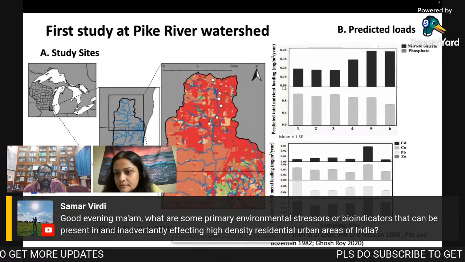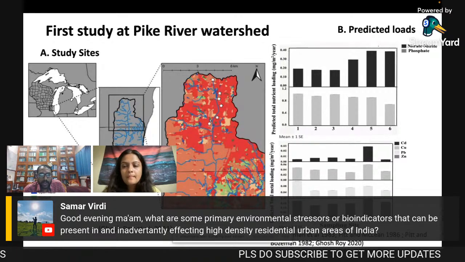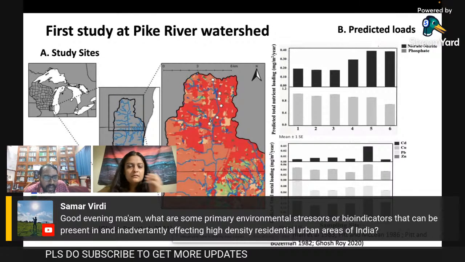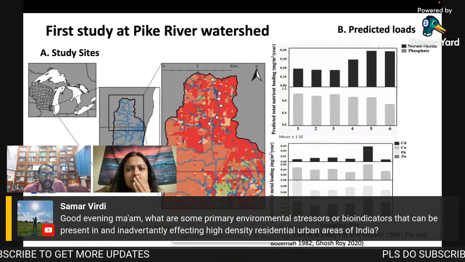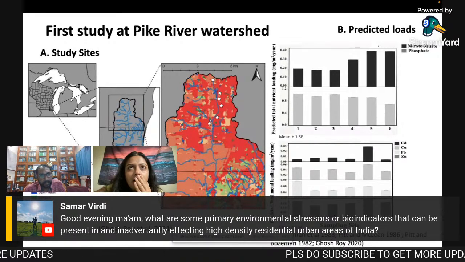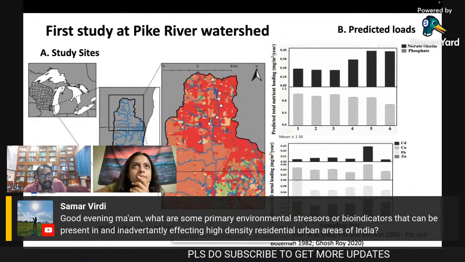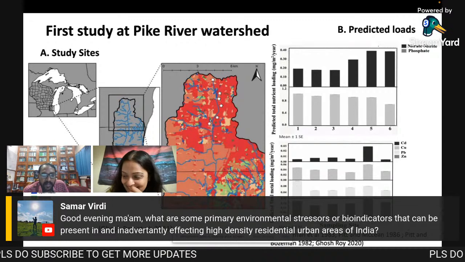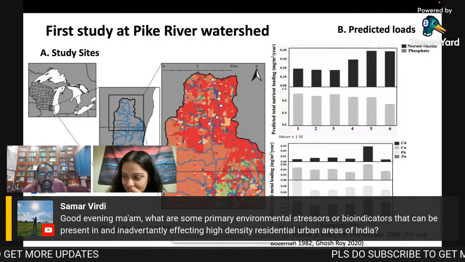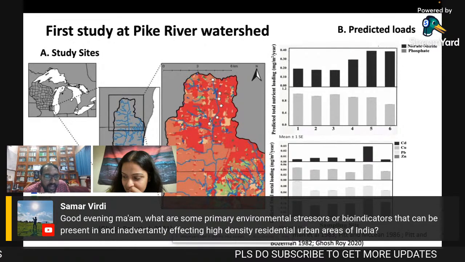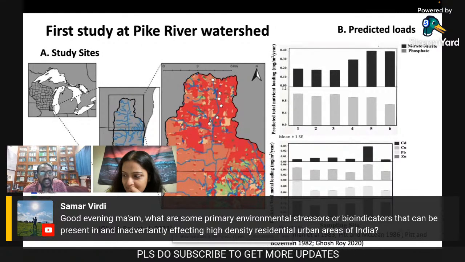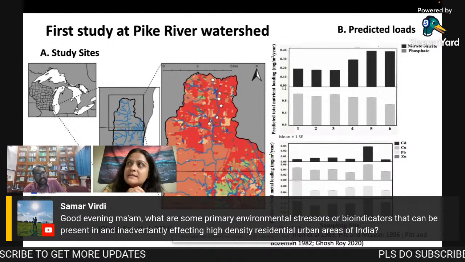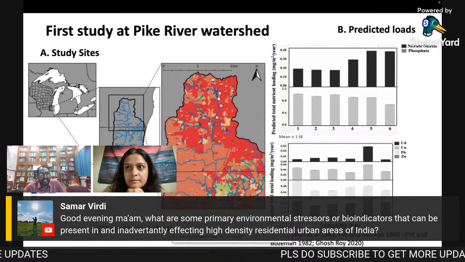Okay. So there is a question from Summer. What are some primary environmental stressors or bioindicators that can be present in and inadvertently affecting high density residential urban areas of India? Can you repeat the question? It's a long question. Yeah. What are some primary environmental stressors or bioindicators that can be present in and inadvertently affecting high density residential urban areas of India?